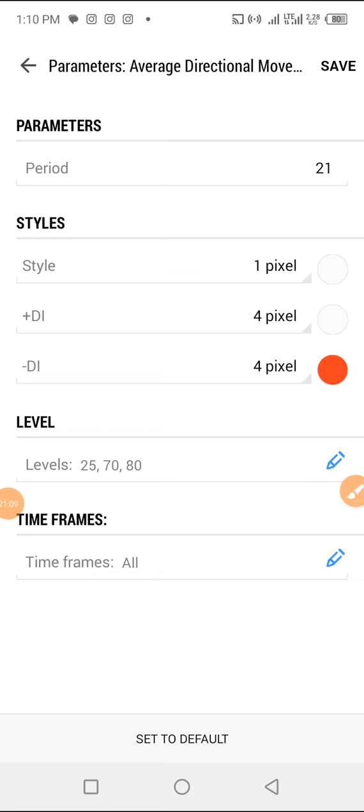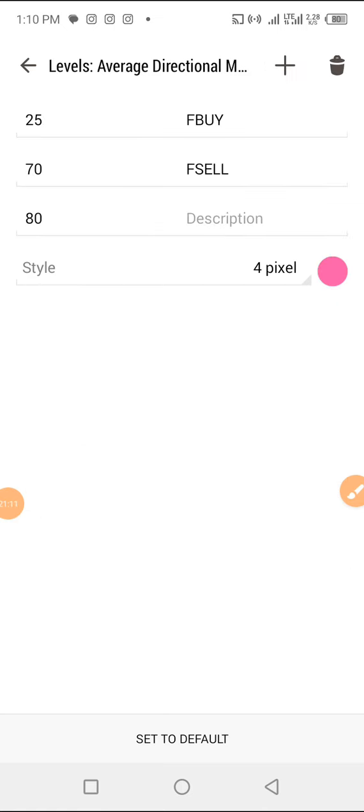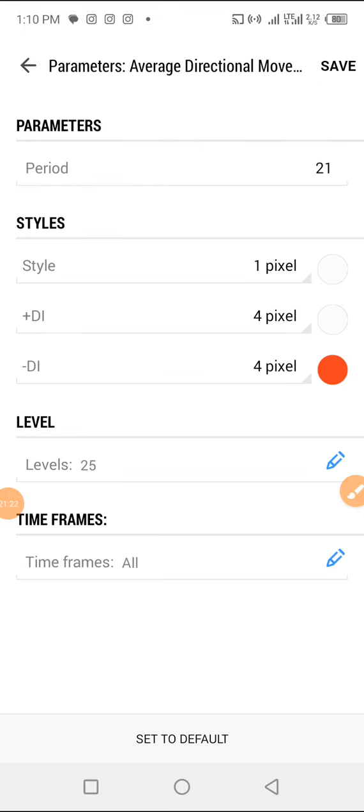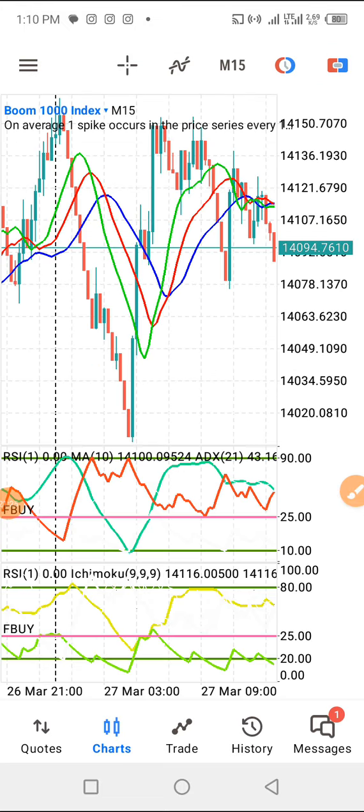Now let's go back. This is the level 25. When price is above, you'll be looking for buy. Just put 25. Ignore these ones. Ignore them. Just put only the 25, because that is what we need more. Exactly. So in conjunction with what the moving average and Ichimoku in the two windows are doing, then probably also what the alligator is doing on the main chart.